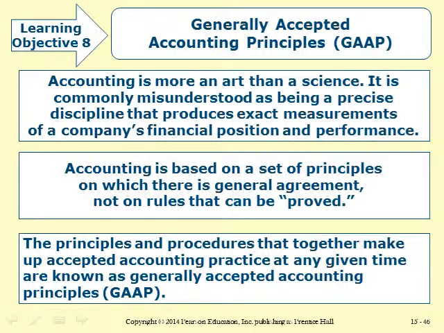Although accountants take methodological steps with masses of data, their rules of measurement allow much room for judgment. These judgments are guided by a set of principles on which there is general agreement, not on rules that can be proved. We call the principles and procedures that together make up accepted accounting practice at any given point in time generally accepted accounting principles, or GAAP.